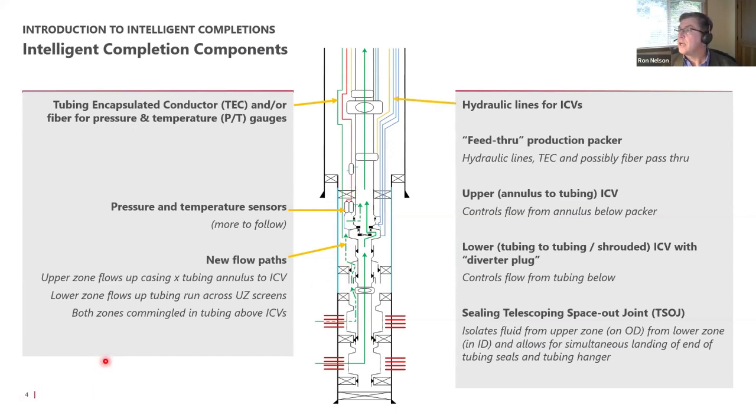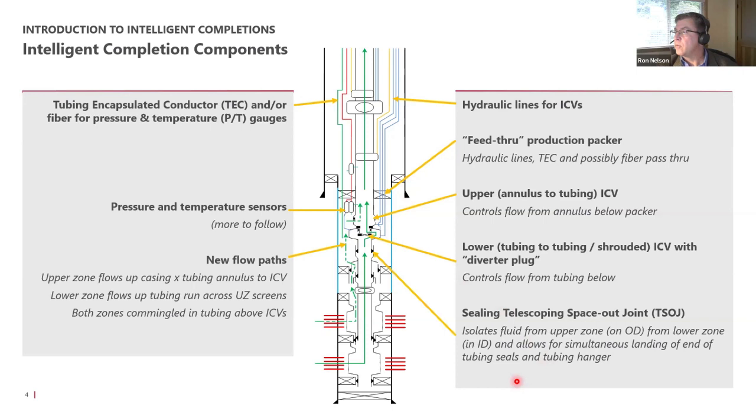We have the hydraulic lines for the intelligent control valves or interval control valves. And to get those lines down to the valves themselves, and also to get the cabling for your sensors down, you have what we call a feed-through production packer. These are often very similar to the conventional packers, but there are penetrations through here for control lines. We have our 2 ICVs. I'll touch more on these in a little while.